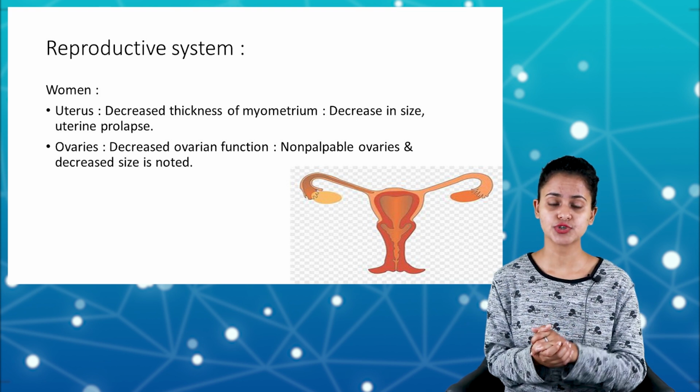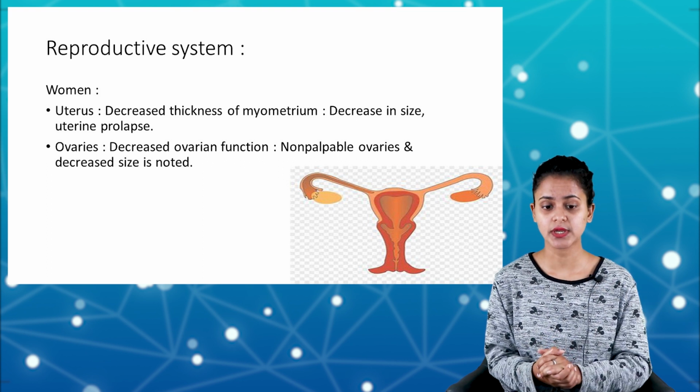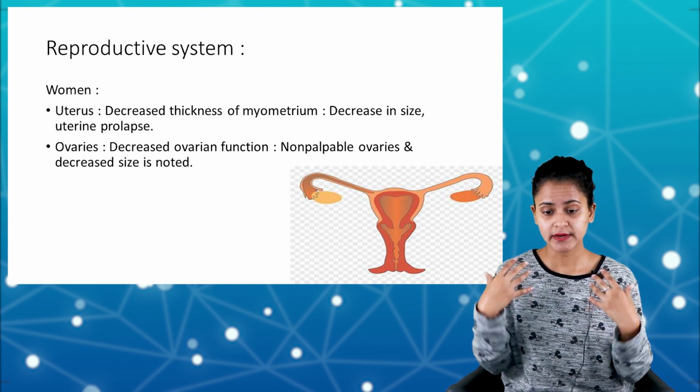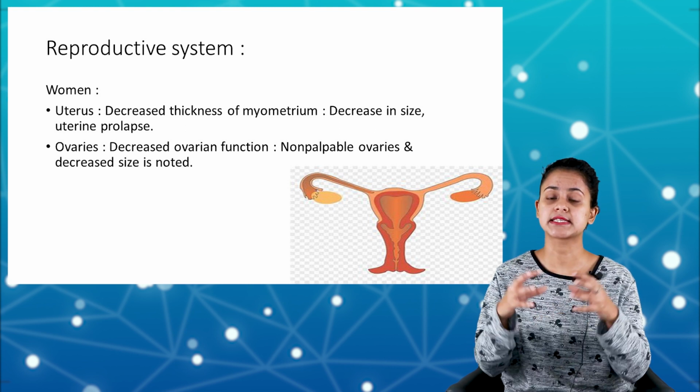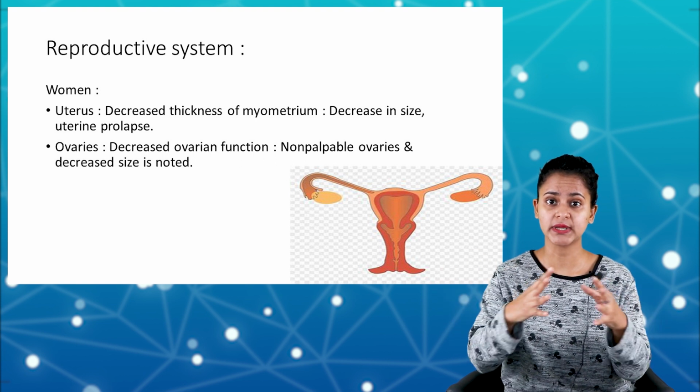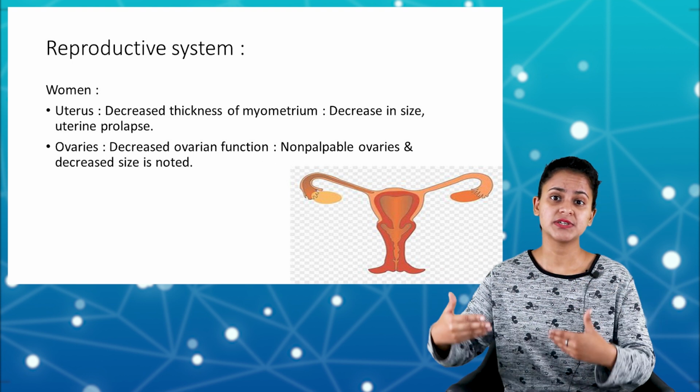We're going to see the uterus also will be undergoing changes. So there will be decreased thickness of the myometrium. There will definitely be a decrease in the size, and uterine prolapse can also occur if a woman is having multiparity.